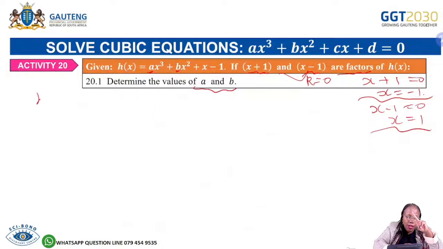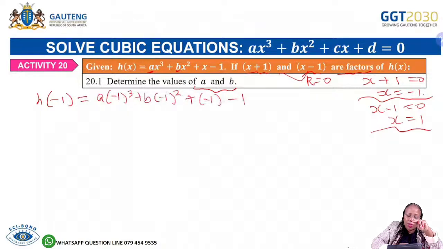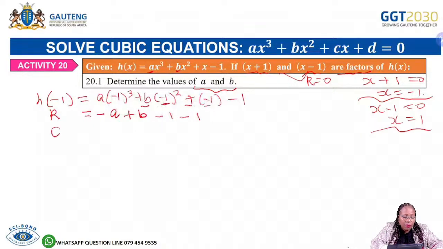Let's do so now. H at x, we are starting with x plus 1. It will be a into minus 1 cubed plus b into minus 1 squared plus minus 1 minus 1. And then what is the remainder now? Remember this side is for the remainder of which is 0. Minus 1 cubed is a negative 1. So negative 1 times a is negative a. Negative 1 squared is positive 1. Positive 1 times b, positive b. Positive times negative, negative 1 minus 1 there. And then now the remainder is 0.